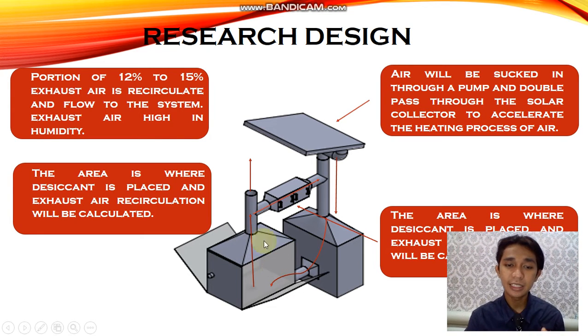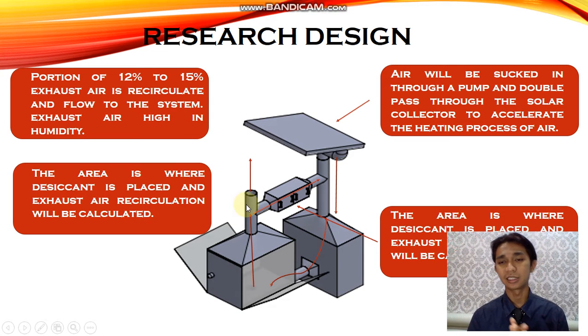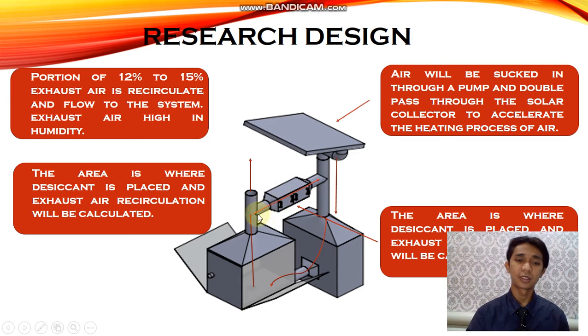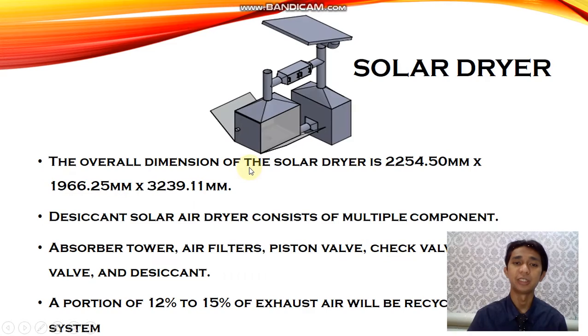And then a portion of 12 to 15% of exhaust air is recirculated back to the system. The high humidity exhaust air then has its moisture absorbed by the desiccant at the desiccant bed. The other is released to the atmosphere.